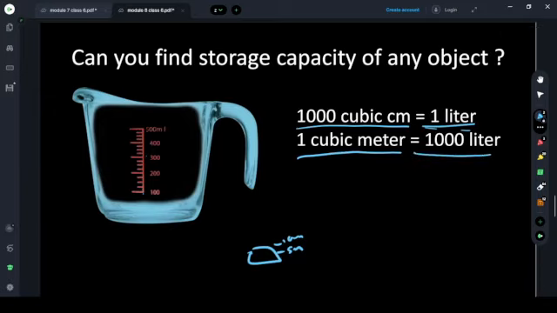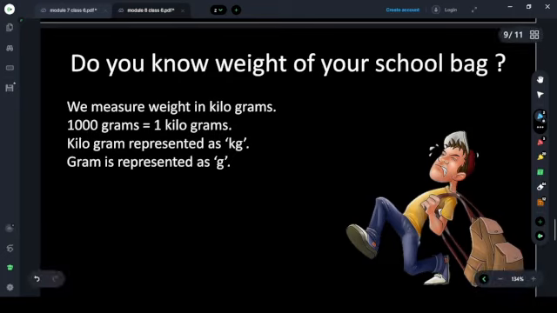Okay, do you know the weight of your school bag? Now we will see about weight. What is weight? It is the gravitational force acting on any object, so it becomes heavy or less heavy. It has some weight, so it is known as weight. We measure weight in kilograms. Normally we measure weight in kilograms or grams. Okay, 1000 grams equals 1 kilogram.